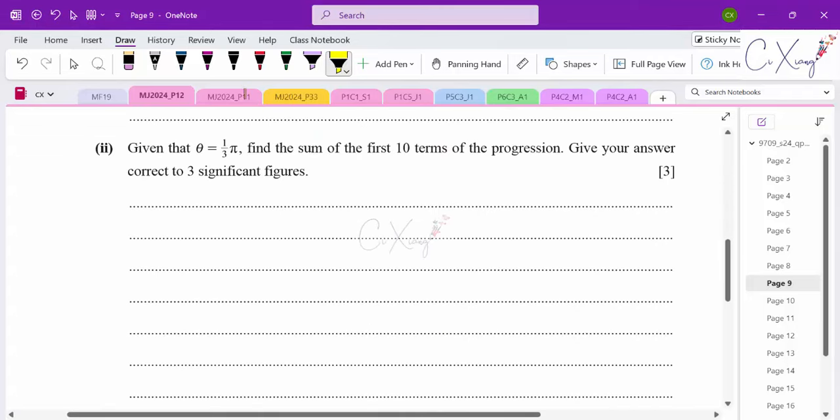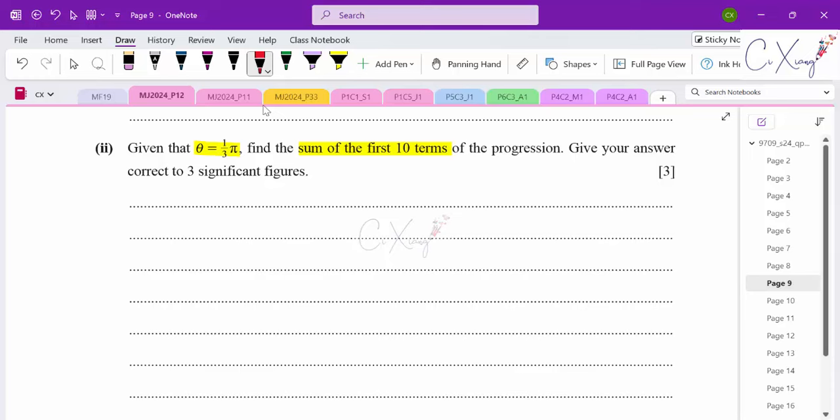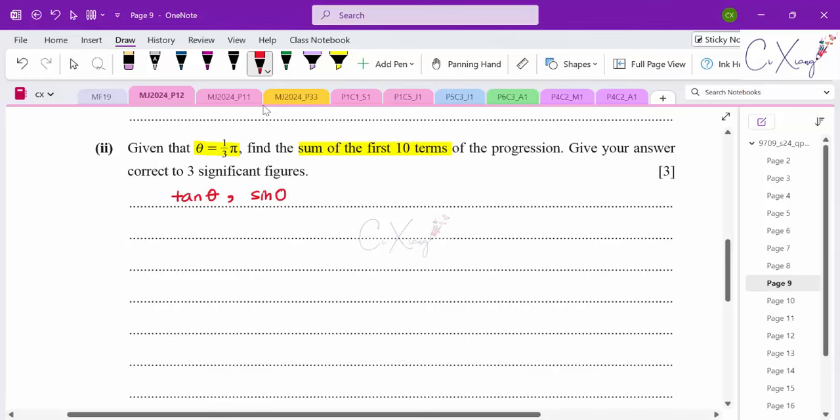For B2, they give us the value for theta already, which is pi over 3. They want us to find the sum of the first 10 terms of the progression, with the answer correct to 3 significant figures. So again, my first term is tangent theta. Second term is sine theta. If I substitute my value inside, I have tangent pi over 3 and also sine pi over 3.